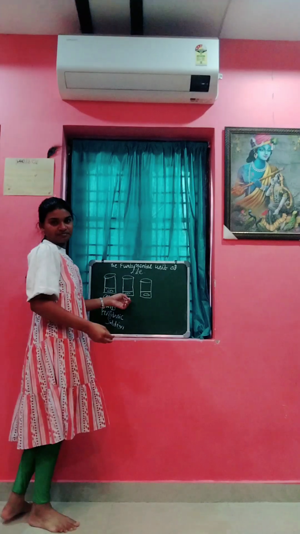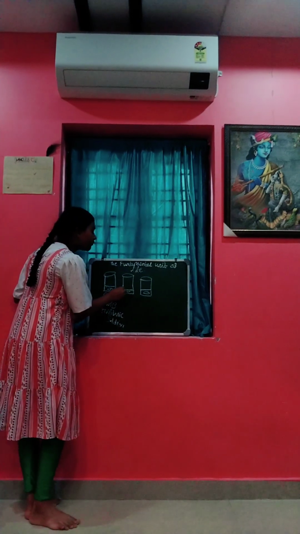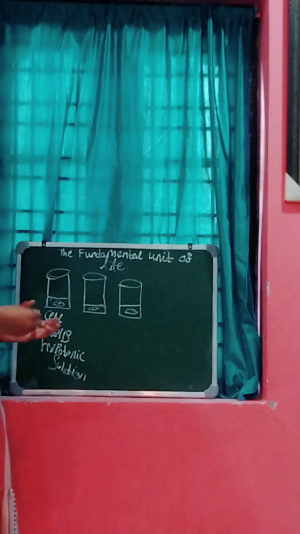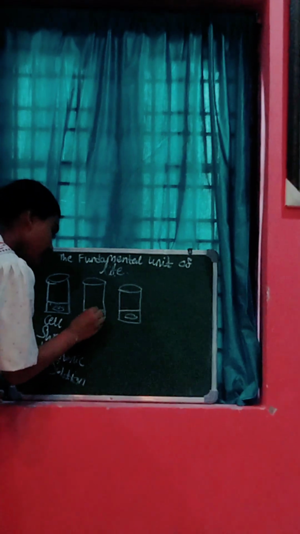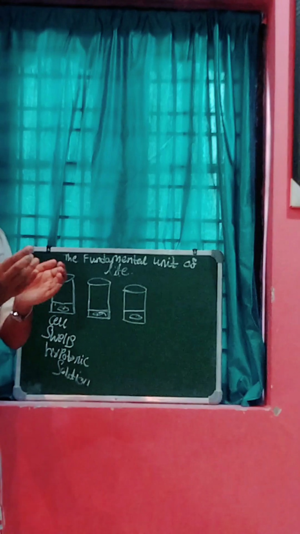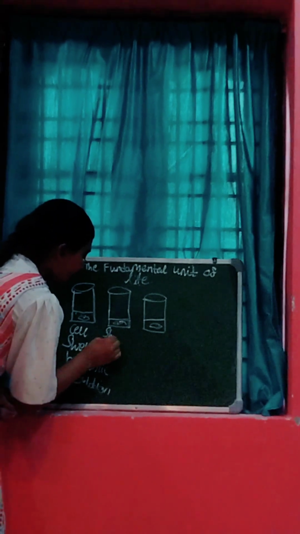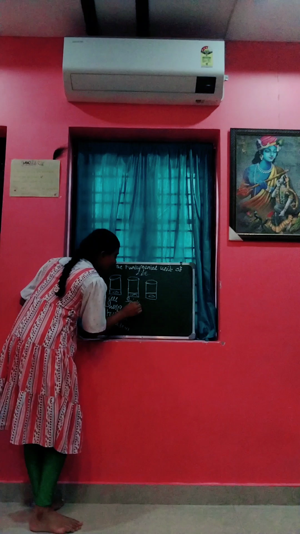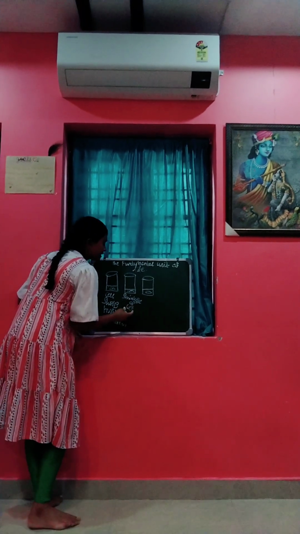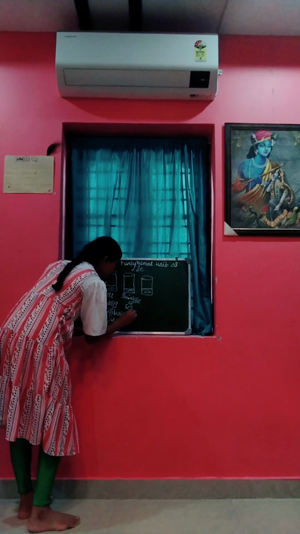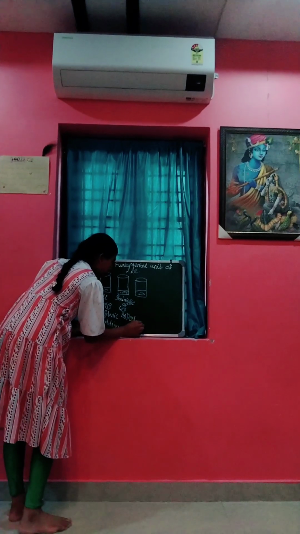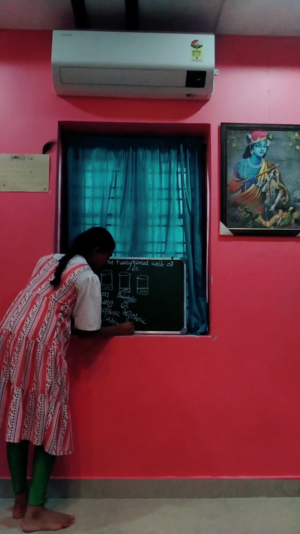Understood? Here in this beaker, there is less water and more salt, and in the cell there is more water. So the water will be released into the beaker. At that time, what will the cell become? Small, meaning shrinkage of the cell. This is nothing but a hypertonic solution.